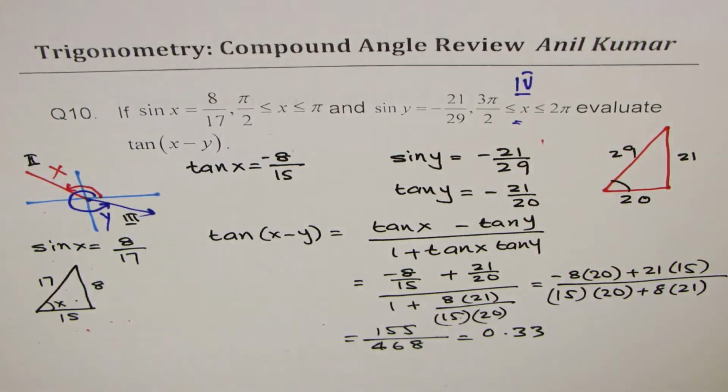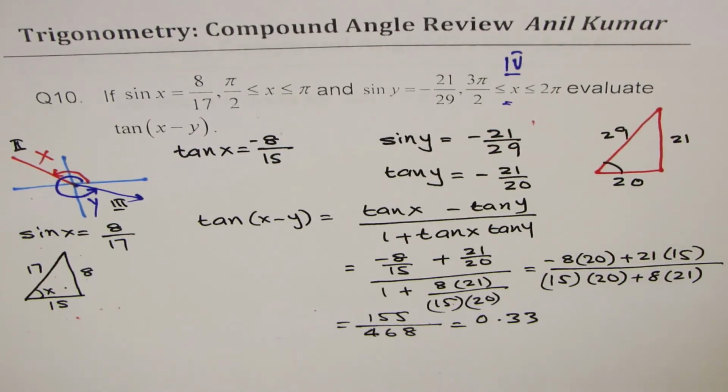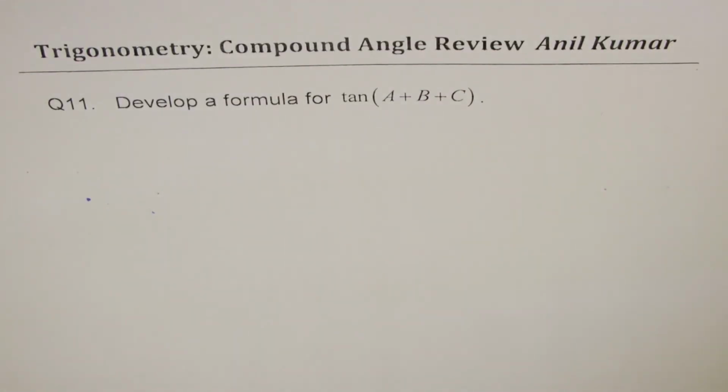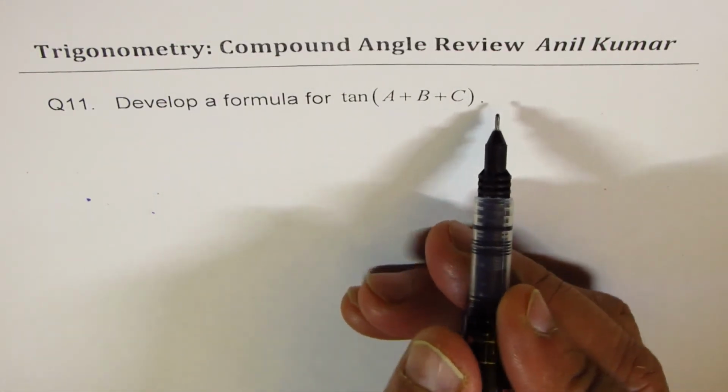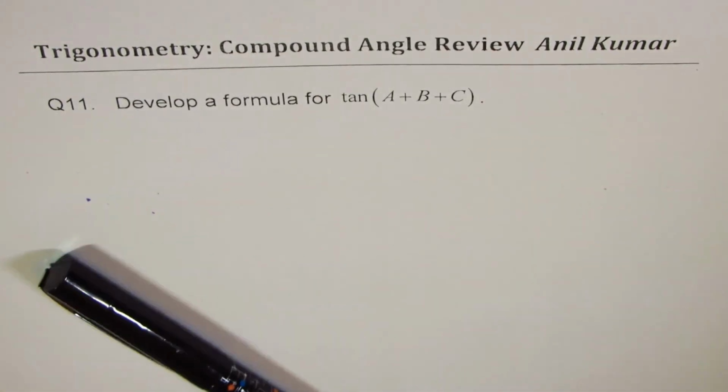So that is how you could actually solve this question, right? So let's move on. We used a calculator in one of our questions. It was not really allowed. So let's take a penalty of 0.5. Move on. Here is the last question. We need to develop a formula for tan(A plus B plus C), right? So that should not be difficult.